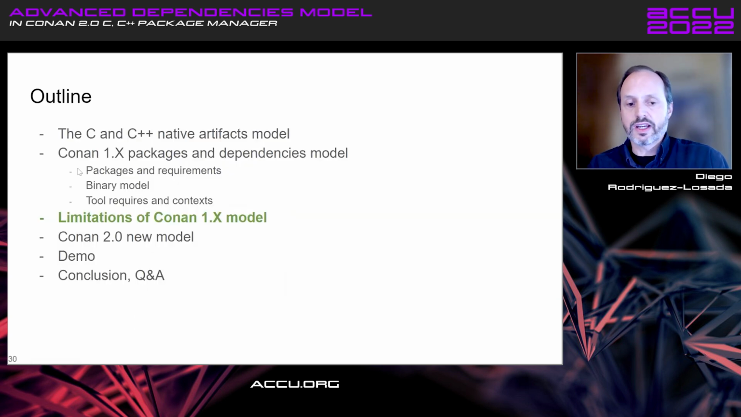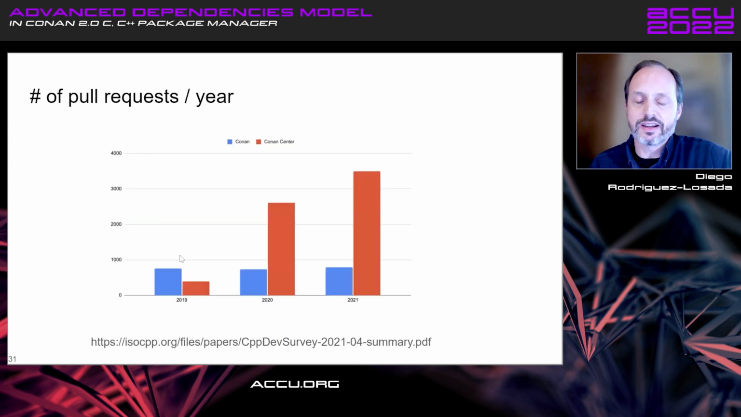Okay, so let's talk a bit about limitations of the Conan 1.x model. And before that, I want to introduce a number of figures, metrics about the project. For example, the ISO C++ survey of the last year is showing Conan as the most used language-specific package manager. And we also have some data about, for example, the community. In this case, this is the number of pull requests that Conan repos in GitHub are getting per year. You can see here in the last year, 2021, we got more than 4,000 pull requests from the community in our different repos.